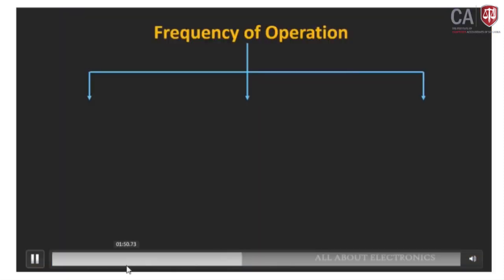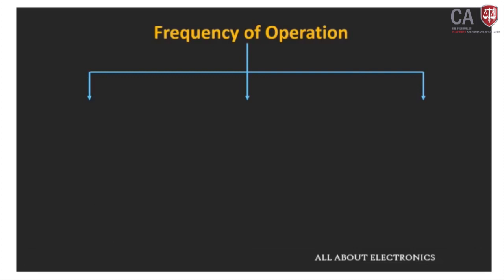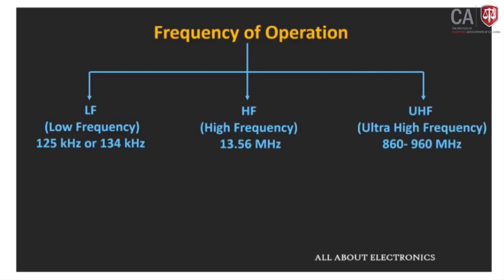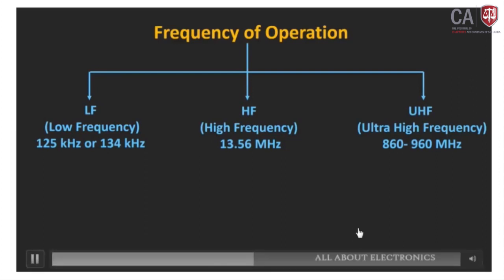Different frequencies at which these RFID tags are operated. Mainly these RFID tags are operated at three frequencies: the low frequency range, the high frequency range, and the ultra high frequency range. This frequency of operation varies from country to country, but the majority of the countries follow these frequencies for the operation of RFID tags.